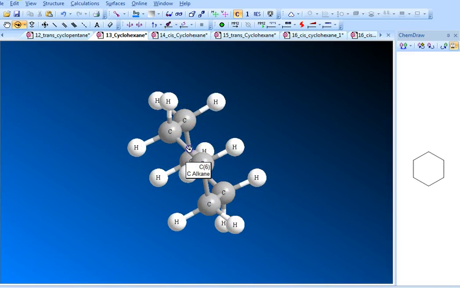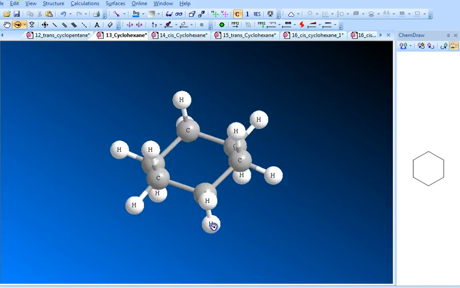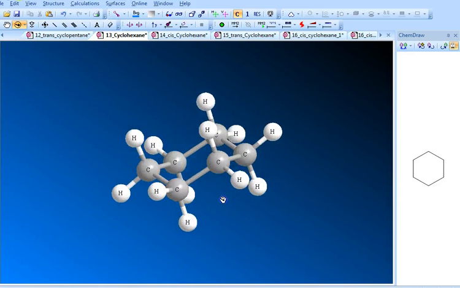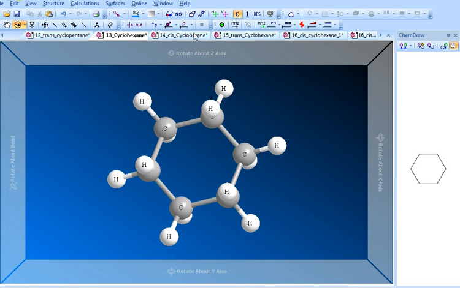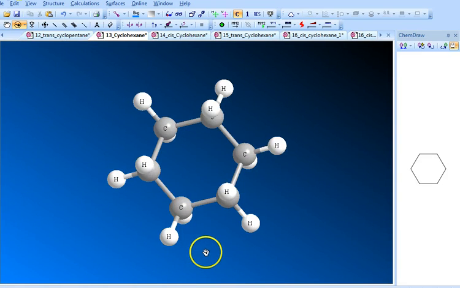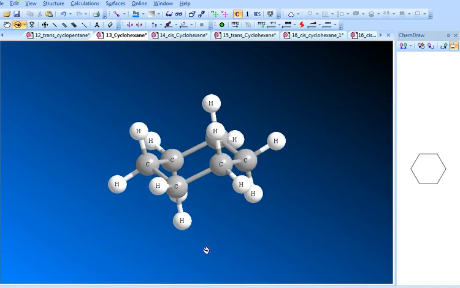Alright, now let's replace any 2 hydrogens with methyl groups. So we'll take any 2 adjacent carbon atoms. Up till now we have said there are 2 conformations, cis and trans, and which one is more stable? Is it cis or trans that is more stable? For cyclopentane and cyclobutane, I showed you 2 conformations, cis and trans. Which conformation was more stable?